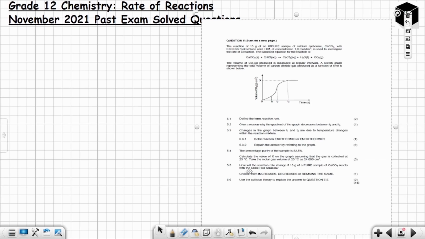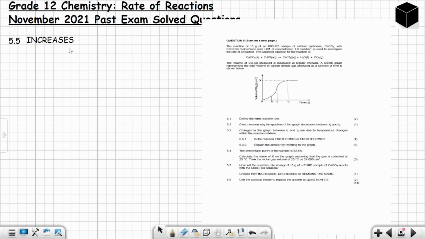5.5. How will the reaction rate change if 15 grams of a pure sample of calcium carbonate react with the hydrochloric acid solution? Choose from increased, decreased, or remains the same. So how will it change now that you have 15 grams of a pure sample? No more 15 grams of an impure sample. Obviously, you can see the reaction rate will increase. You'll have more mass or more particles of calcium carbonate. So the reaction rate will increase. So you are going to choose increases.